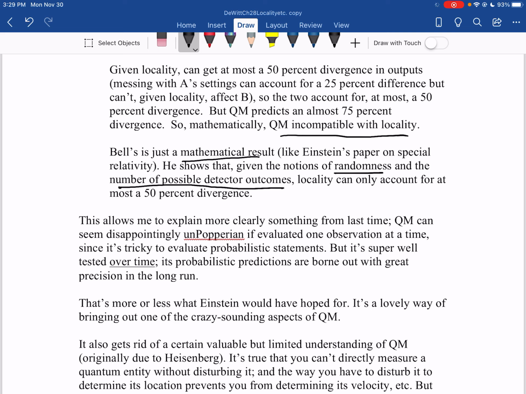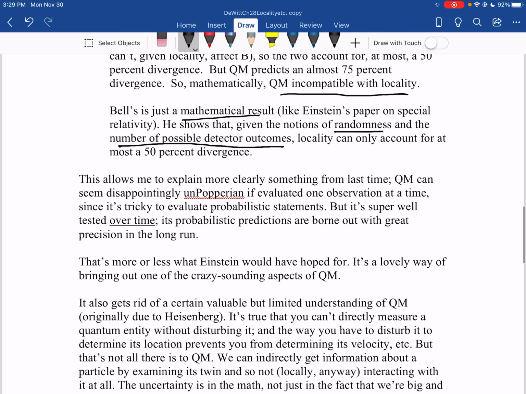I'm just trying to show you that Bell's result is just math. He looks at the notion of randomness and how many possible outcomes there are, and then basically you just count them up. And given locality, there can only be a certain amount of divergence. All right, I'm going to try to keep these lectures short because this is difficult material. And so I'm going to end by going all the way back to Popper.